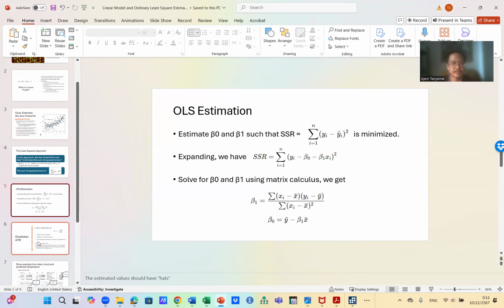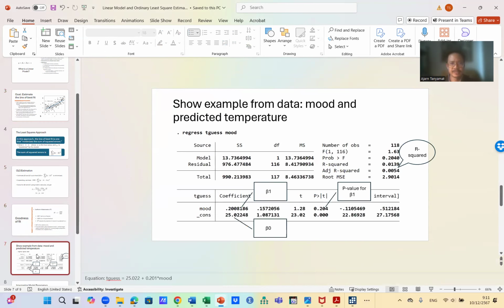So we did the OLS estimation, found goodness of fit in that. And then I showed you the example in class of estimating using Stata. The intercept beta 0 is given as a constant term. The slope coefficient beta 1 is given here on the coefficient. So beta 0 is 25, beta 1 is 0.20.